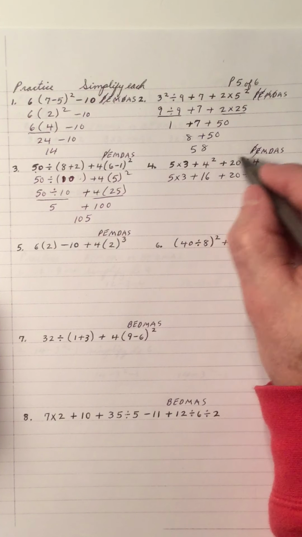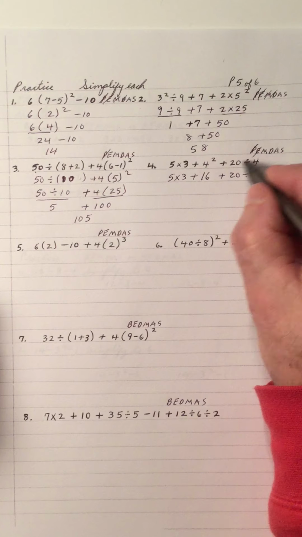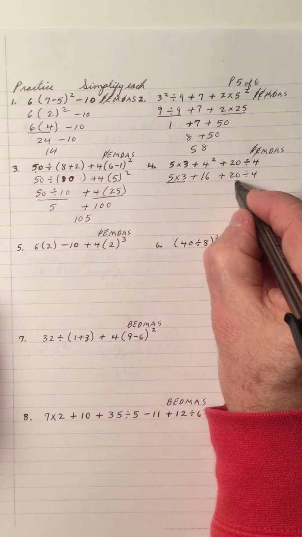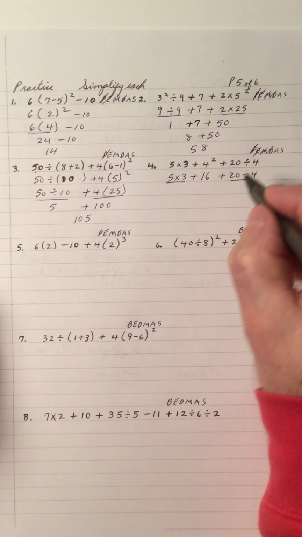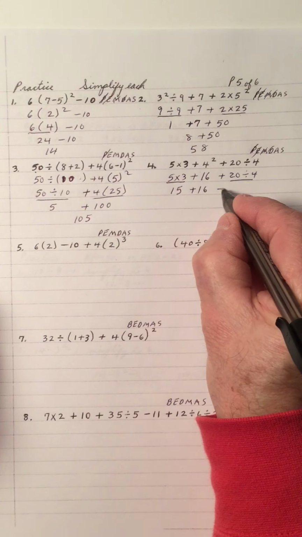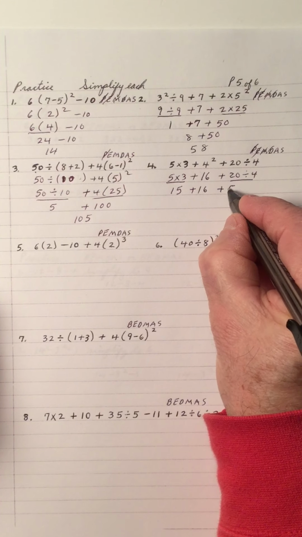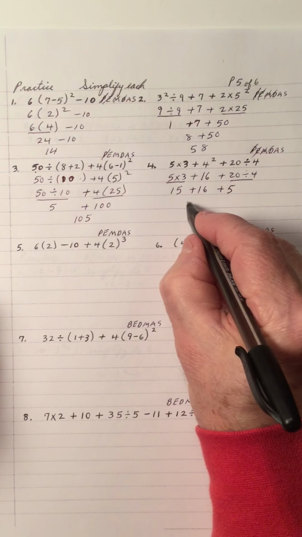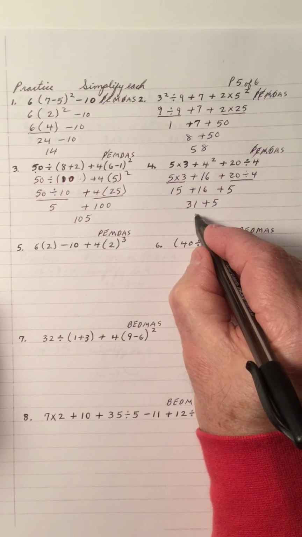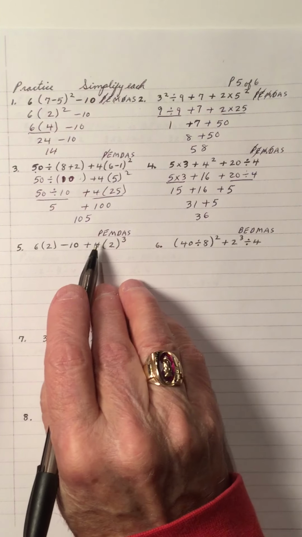Write down what's left. Exponents done. No brackets, no parentheses. Multiplication, division. Underline them. Right there and right there. Gone. 15. Leave the 16 alone. And 20 divided by 4 is 5. And I go from left to right. That's 31. Plus 5 is 36.